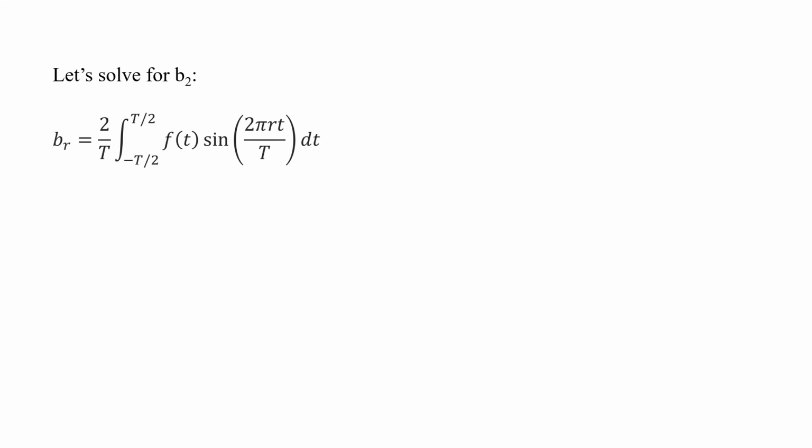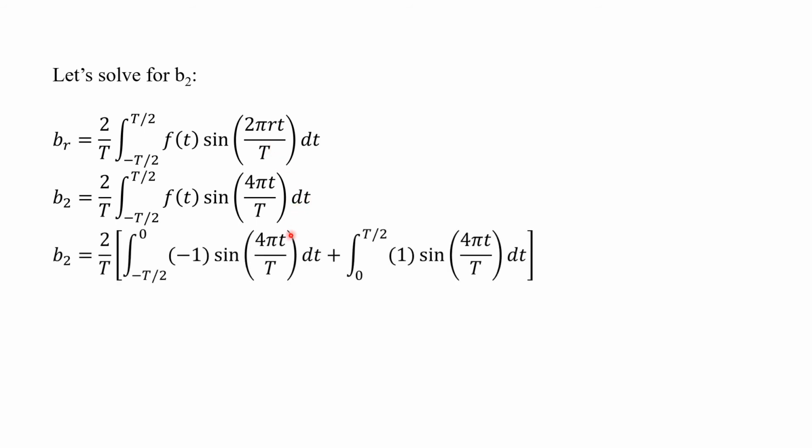Now let's solve for b2. We use the same b_r that we have earlier, but this time let r be equal to 2. So if r is equal to 2, then you have 2 over T times the integral from negative T over 2 to T over 2 of f(t) sine 4 pi t over T dt. We divide these integration limits into negative T over 2 to 0, and then 0 to T over 2, just like we did earlier, and we evaluate these integrals with the same process.